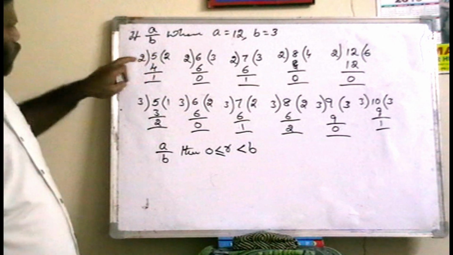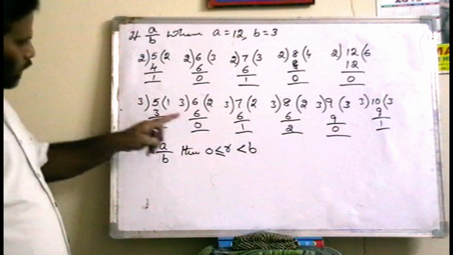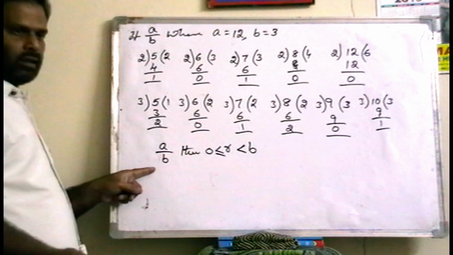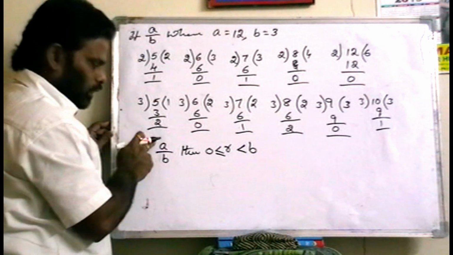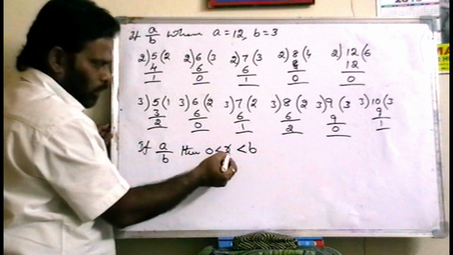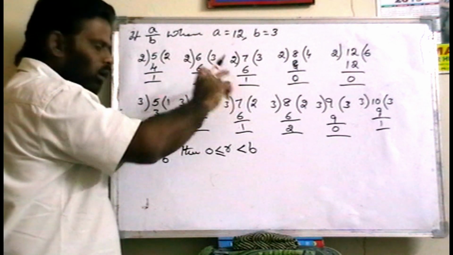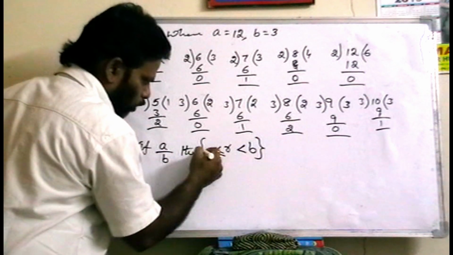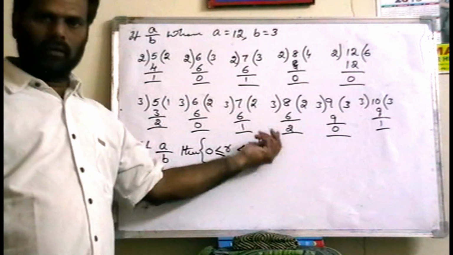Why? Because if the divisor is 2, the remainders are 0 and 1. If the divisor is 3, the remainders are 0, 1, 2, till 2 only, but not more than 2. Why? Because the divisor is 3, the remainder should be less than 3. Less than 3 means up to 2. So if a is divided by b, then the remainder is more than or equal to 0. Remainder is either 0 or more than 0, but compulsorily it is less than the divisor. This is a very important point. Remainder is always more than or equal to 0 and it should be less than the divisor.